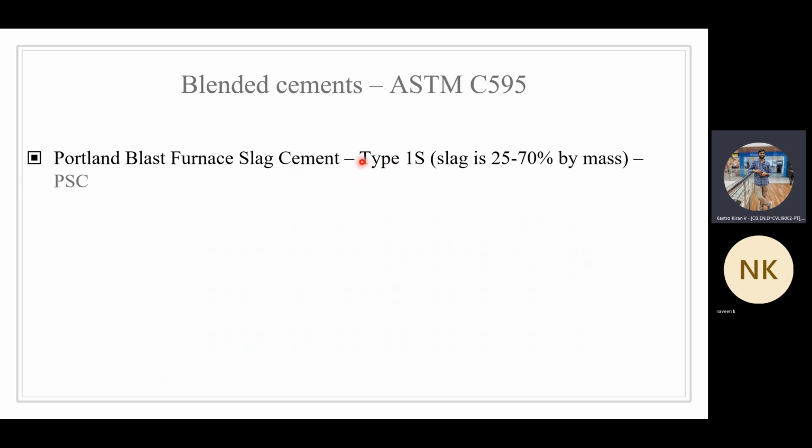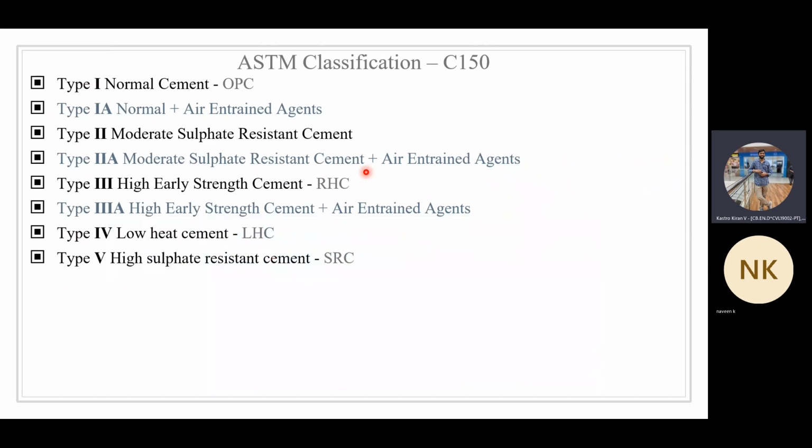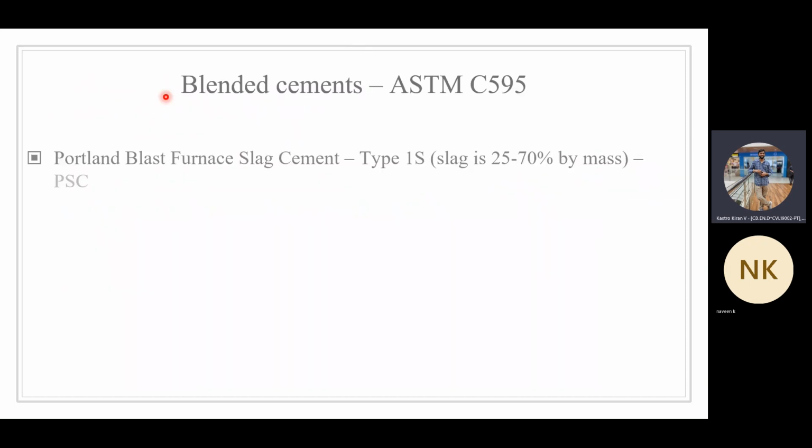So what does actually consist in this cement? It consists of the ordinary Portland cement, that is type 1 cement. You can see here, type 1 cement will be there. So what is type 1 cement? It is basically a normal cement or a conventional cement. So along with the conventional cement, we will also have one more material which is called a slag.